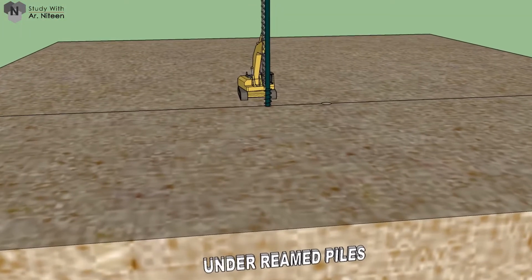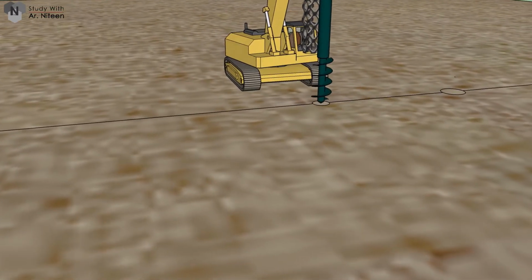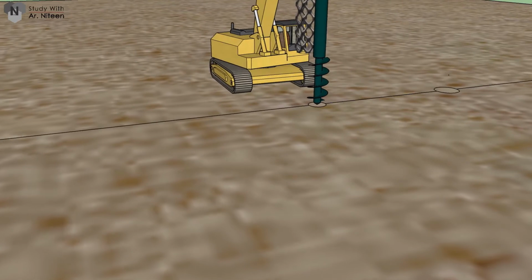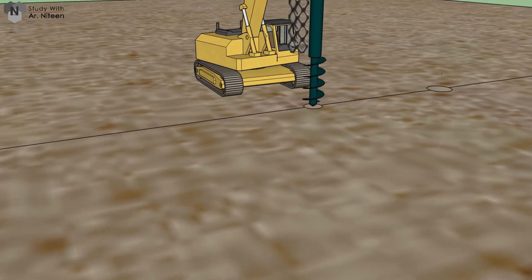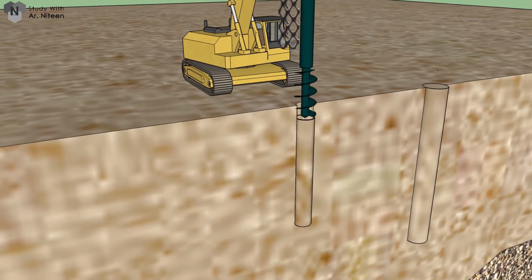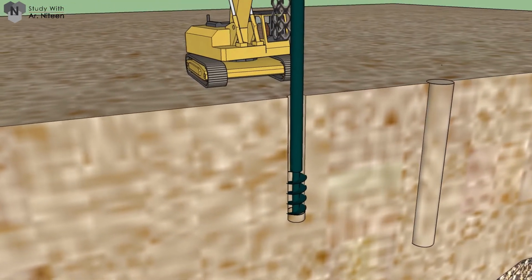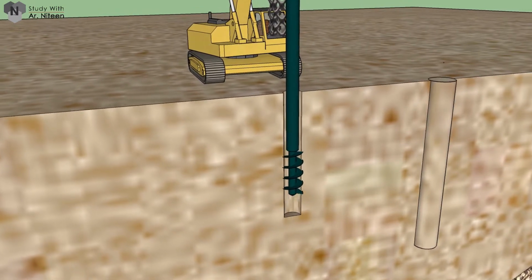Underrim piles. Underrim piles are bored cast in situ concrete piles having one or more bulbs by enlarging the bore holes for the pile stem by an underrimming tool. The diameter of the bulb is generally 2.5 times the diameter of the pile stem. The bulb so formed is inspected thoroughly.